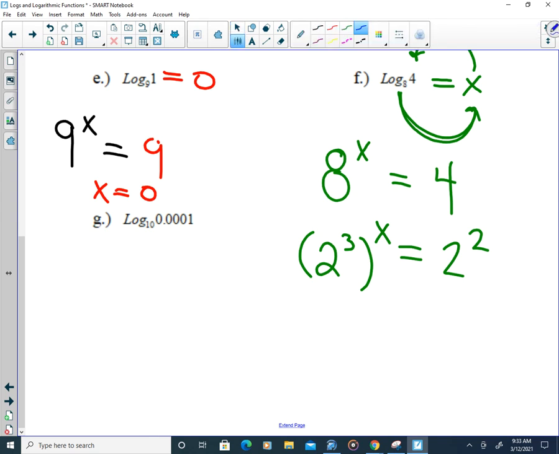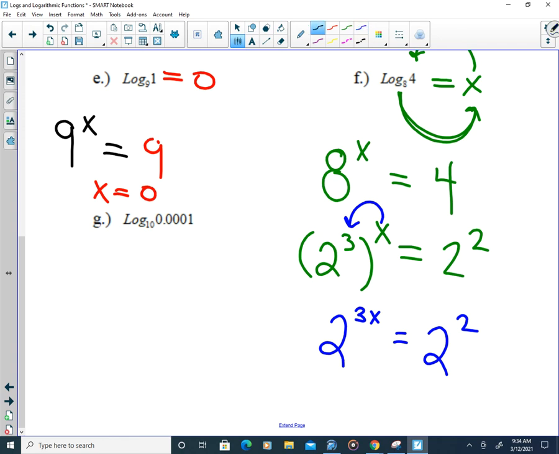Before we can set the exponents equal to each other, we have to get rid of our parentheses. So we're going to use another exponent rule. When you get a power raised to a power, remember you multiply your exponents. So we're going to get 2 to the 3x is equal to 2 to the second power.